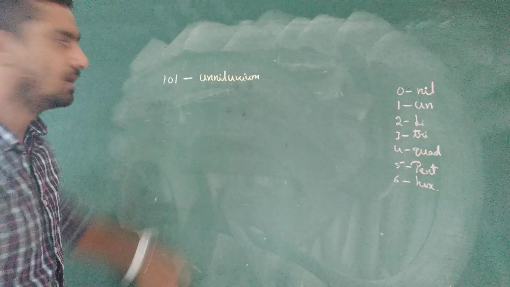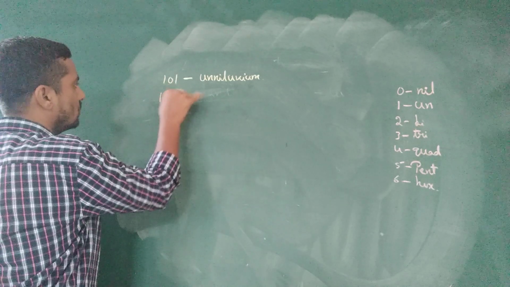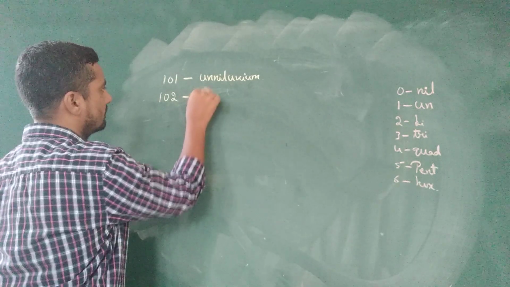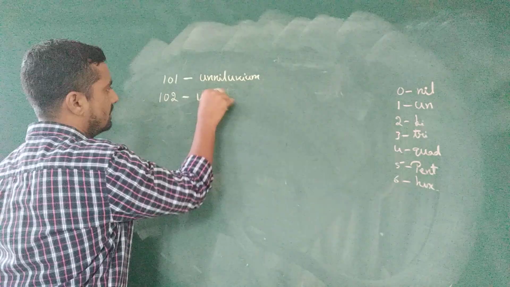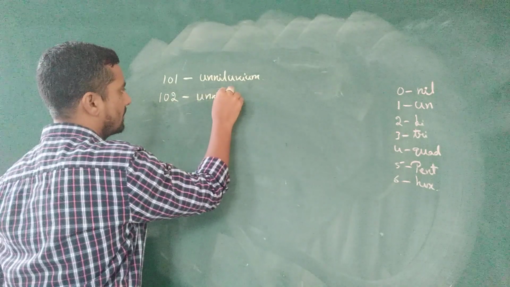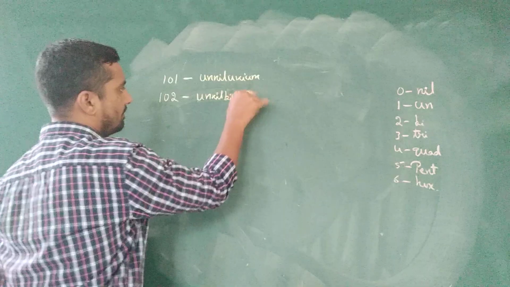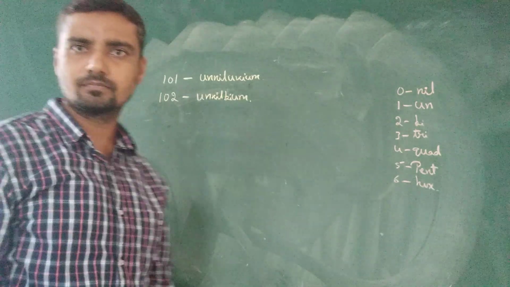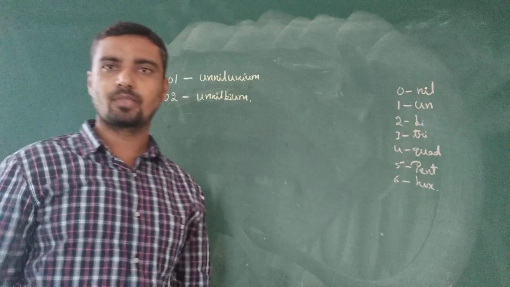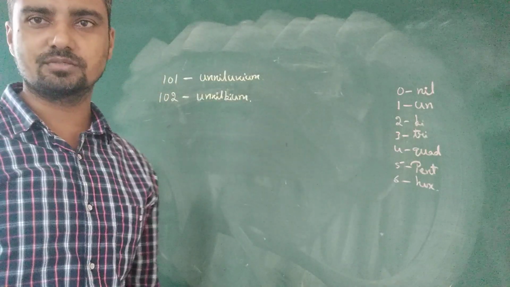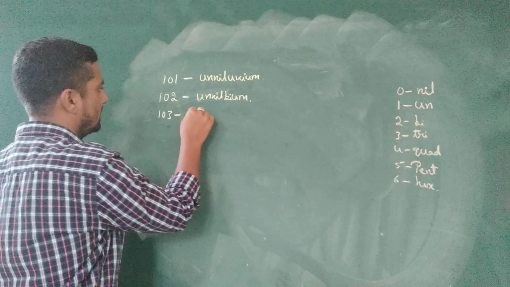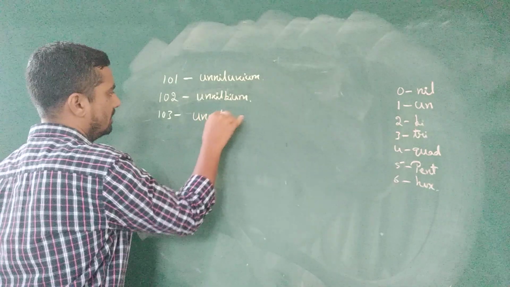For 102: 1 indicates un, 0 indicates nil, and 2 indicates bi, so unnilbium. Understood? It is very easy. You should not memorize it; you have to play with this nomenclature. Now for 103, that is unniltrium.